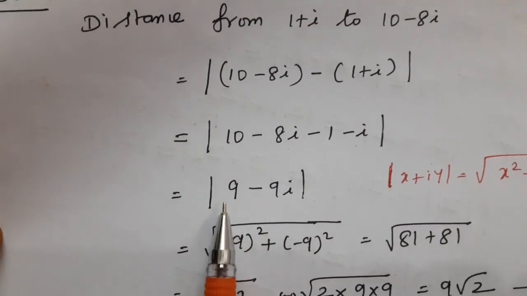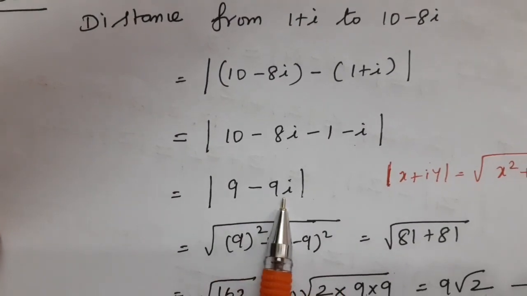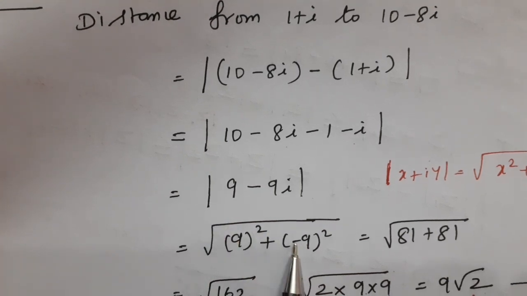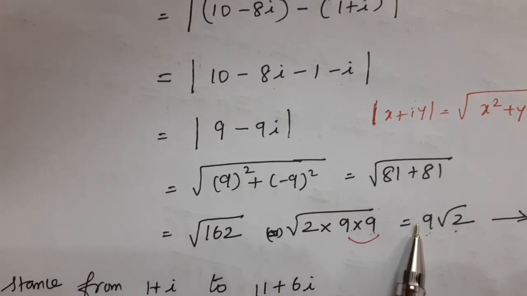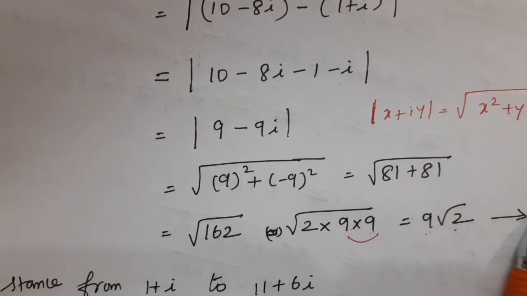And then we take the square root of the real part square and the imaginary part square. 9 square plus minus 9 the whole square, that is nothing but 81 plus 81, root 162. After simplification we get 9 root 2. This is the first result.